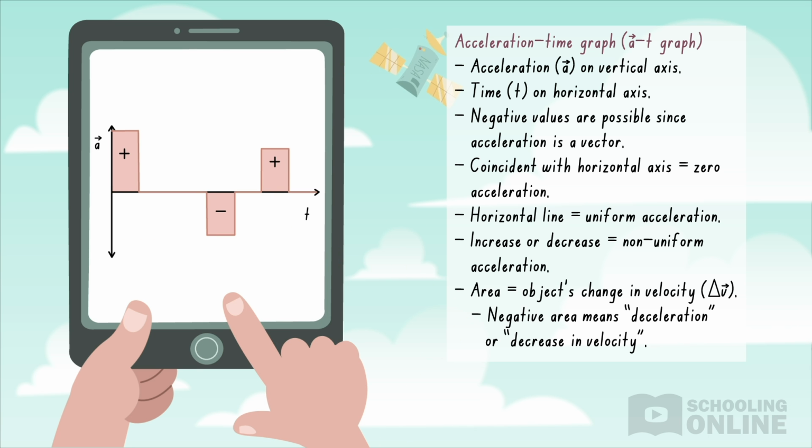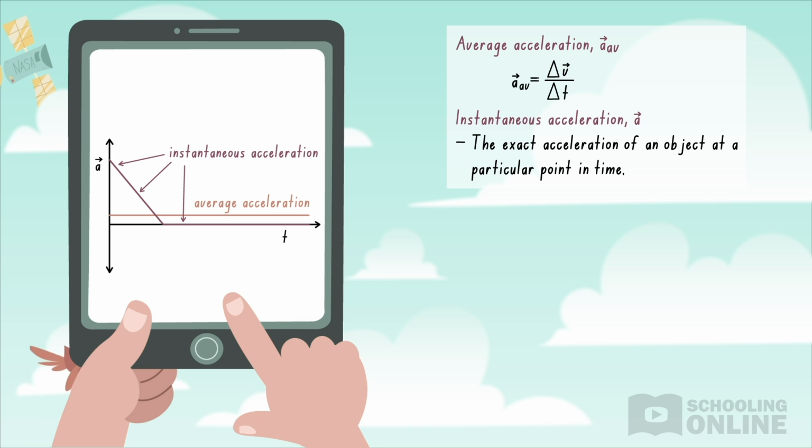The area between an acceleration time graph and the horizontal axis is equal to an object's change in velocity. Regions below the horizontal axis have negative areas because they represent a negative change in velocity. The average acceleration of an object is the change in velocity divided by the time taken for a given time interval. In comparison, the instantaneous acceleration is the exact acceleration at a particular point in time.